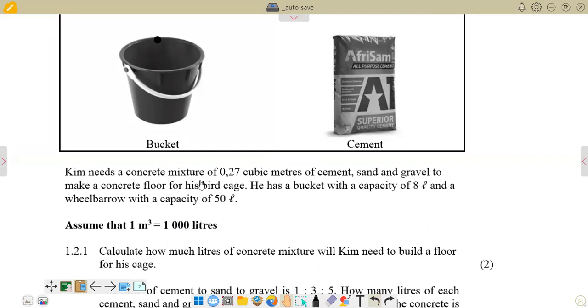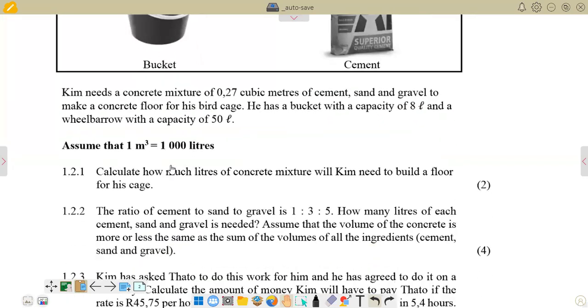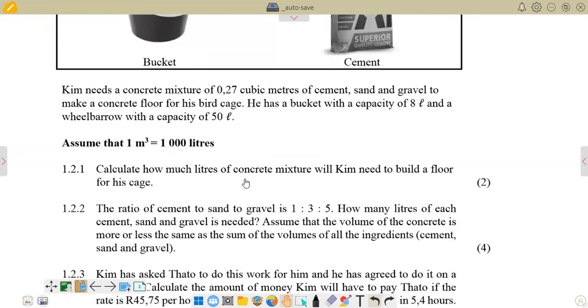On the first part of the question, it reads: calculate how many liters of concrete mixture Kim will need to build a floor for his bedroom. Here they mention that Kim needs a concrete mix of 0.27 cubic meters. But we are also told that we should make an assumption that 1 cubic meter is equal to 1,000 liters.